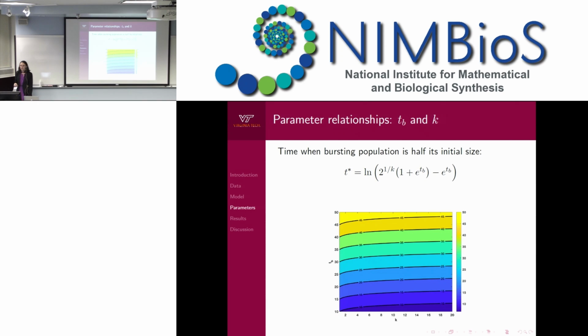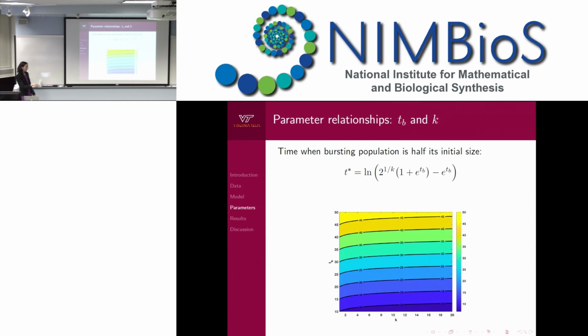And so we can analytically find the time when the bursting population is half its initial size through this calculation here, and that's going to come up in our extrinsic incubation period calculation later. But we really didn't have a good idea of what K and TB should be. Those were things that we couldn't look at in the literature. There's no information on what that bursting function is going to be. So we played around with thinking about what those dependencies are.